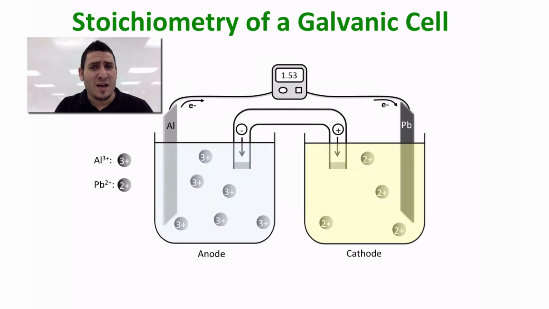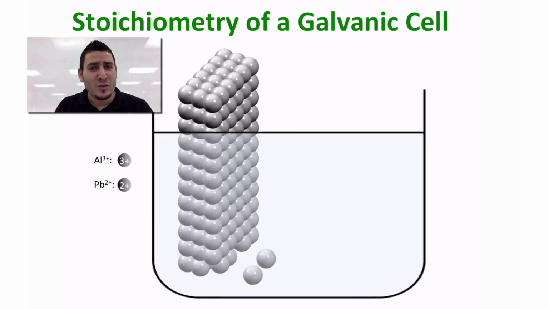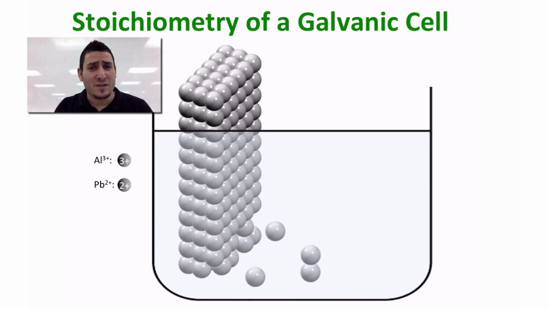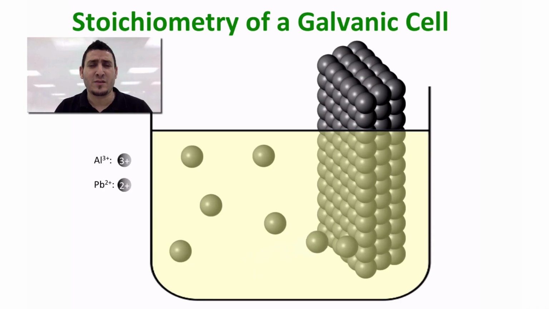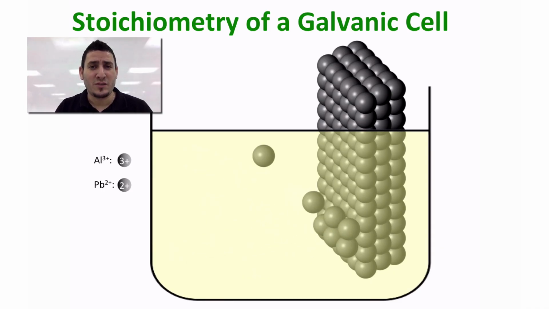Since the oxidation is happening at the anode, more aluminum ions will be generated in the solution, and the aluminum electrode will decrease in mass since more particles are leaving the electrode. Since the reduction is happening at the cathode, the number of particles in solution will decrease since more particles are getting deposited on the cathode, and therefore the mass of the cathode will increase.